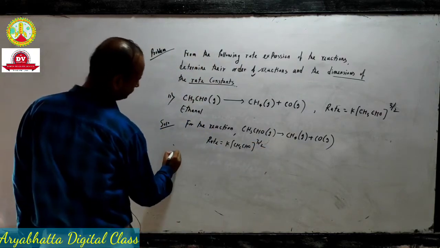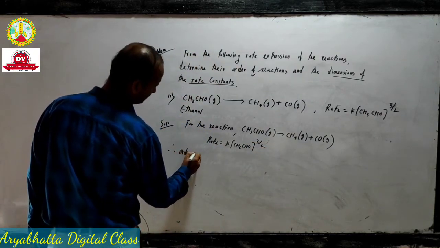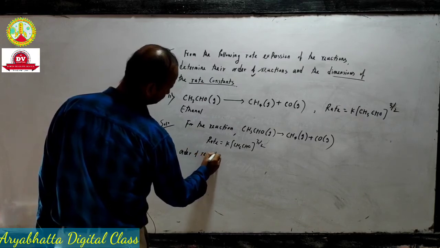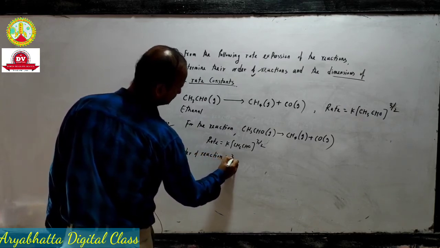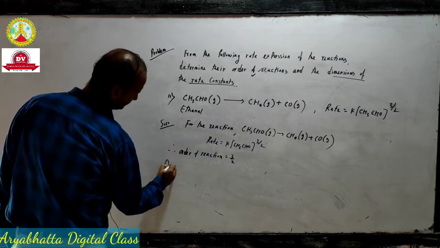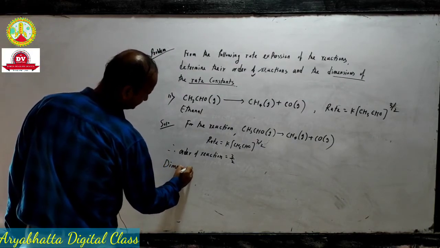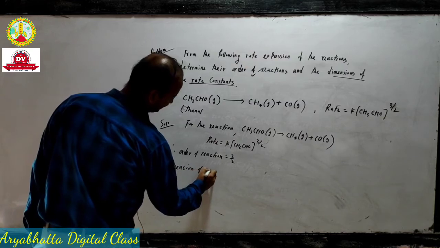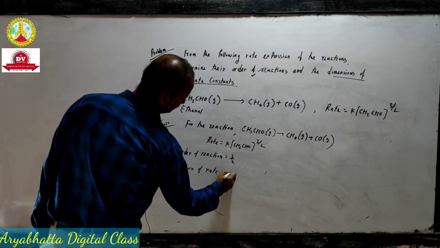So order of reaction will be how much? Order of reaction will be 3/2. This is the order. Okay. Next part is what? Dimension. Dimension कैसे आएगा? Dimension of rate constant.